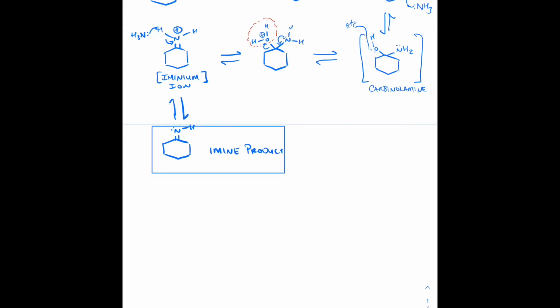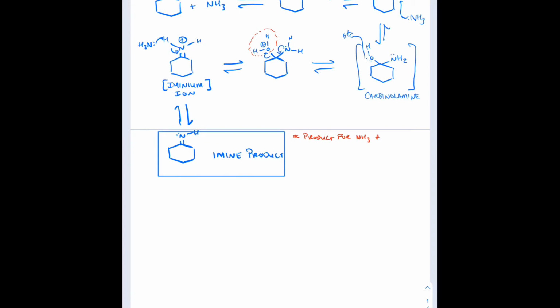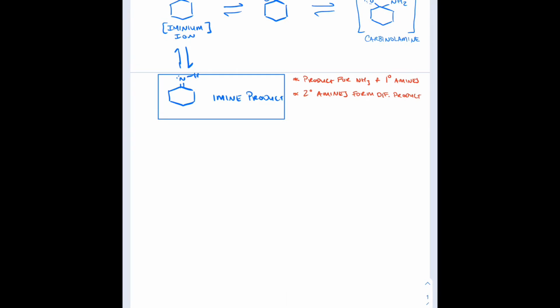Okay, so we have seen this imine product before. We saw that as an intermediate when we were reducing amides with lithium aluminum hydride. So keep in mind that this imine product can also be isolated and then reduced to an amine with lithium aluminum hydride. So the product with the addition of ammonia or a primary amine to a carbonyl group is going to be an imine, but we'll see shortly that the secondary amines form a different product. So let's take a look at the reaction with a primary amine and see how it yields a similar product and what that really looks like.